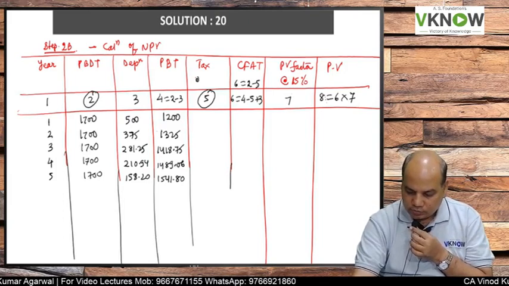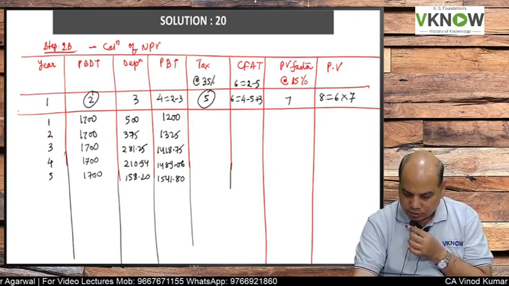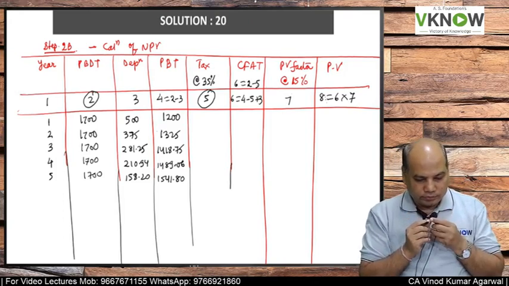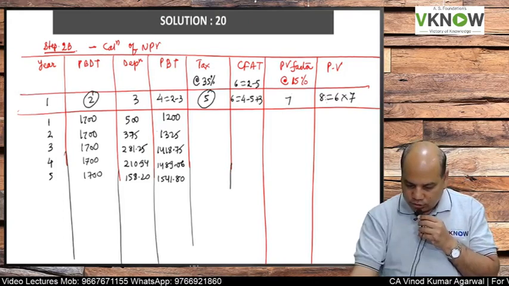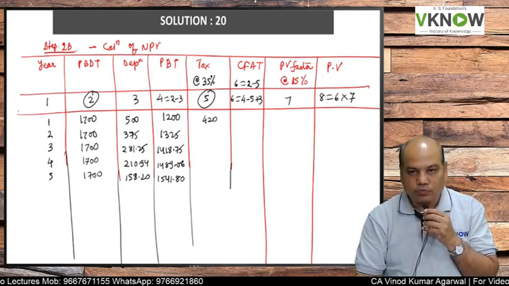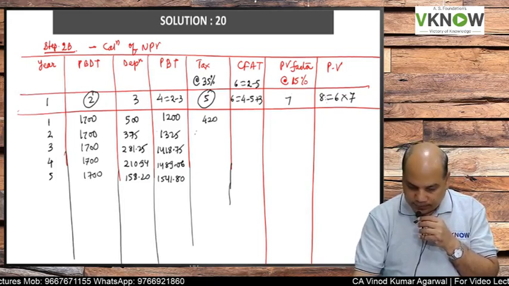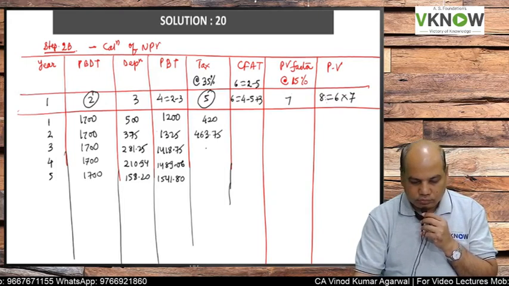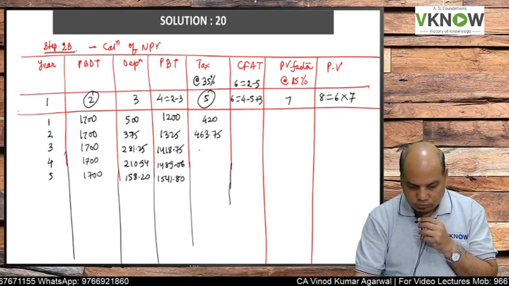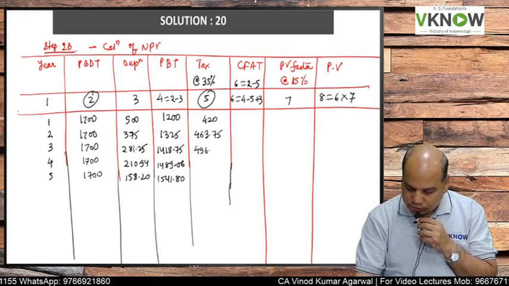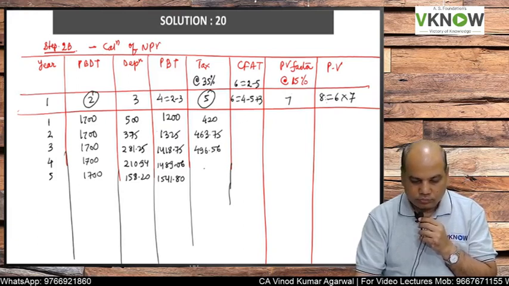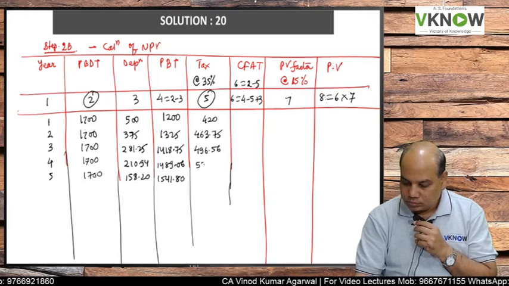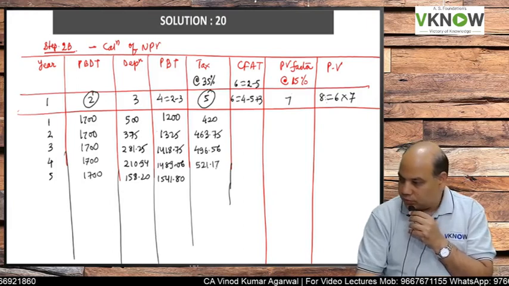What is the tax rate? 35%. Okay. Type 0.35 into 1200. 420. Then just type 1325. 463.75. Very good. Next. 496.56. Very good. 517.17. Very good.